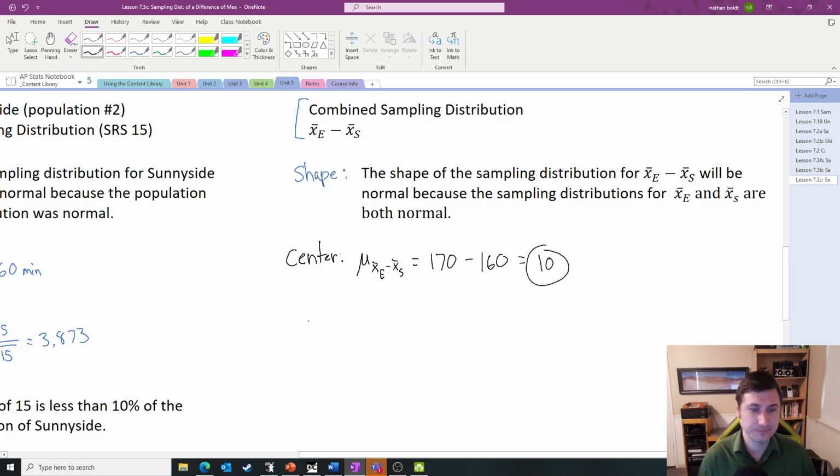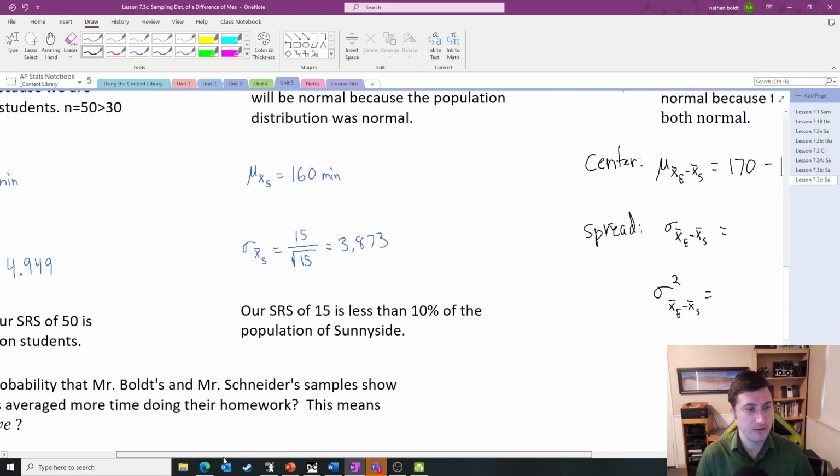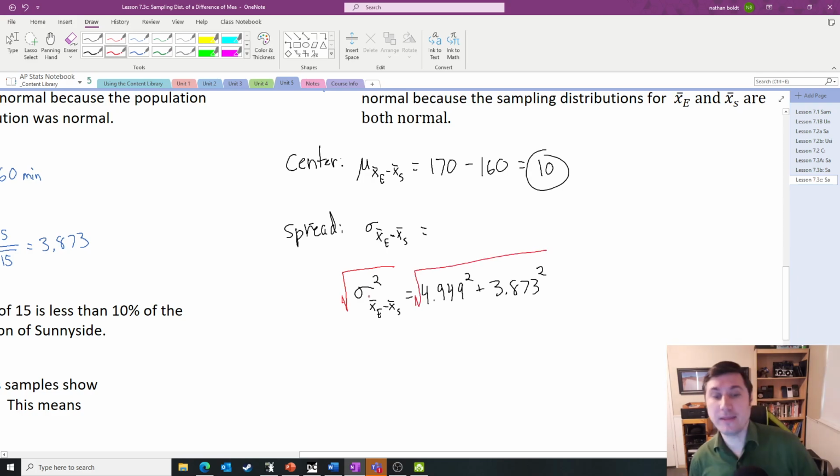And the standard deviation, the spread. The standard deviation of x bar sub e minus x bar sub s is equal to, all right, now here's the one where we have to do some calculations, right? Because we cannot simply add or subtract the standard deviations, we have to add the variances. So the variance of x bar sub e minus x bar sub s is equal to, I'm going to take the two standard deviations, 4.949 and 3.873, square them to get the variances. Then at the end, we're going to square root the whole thing.